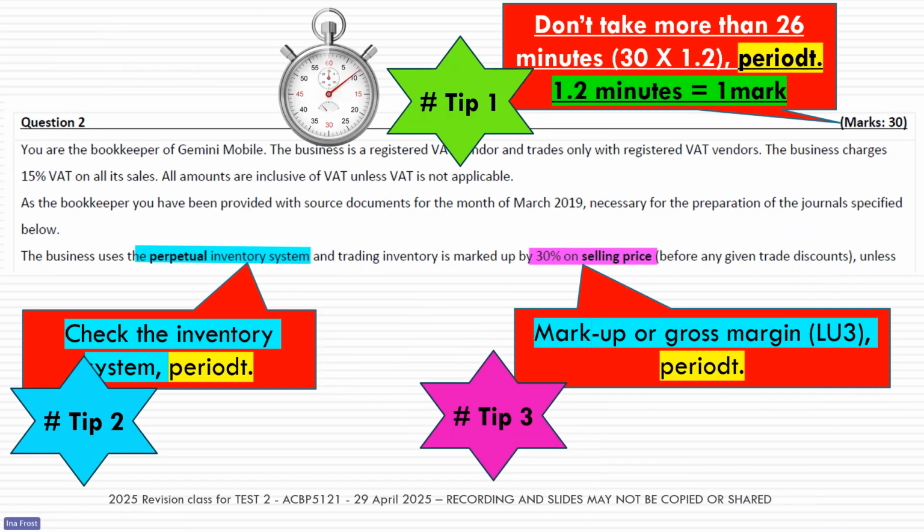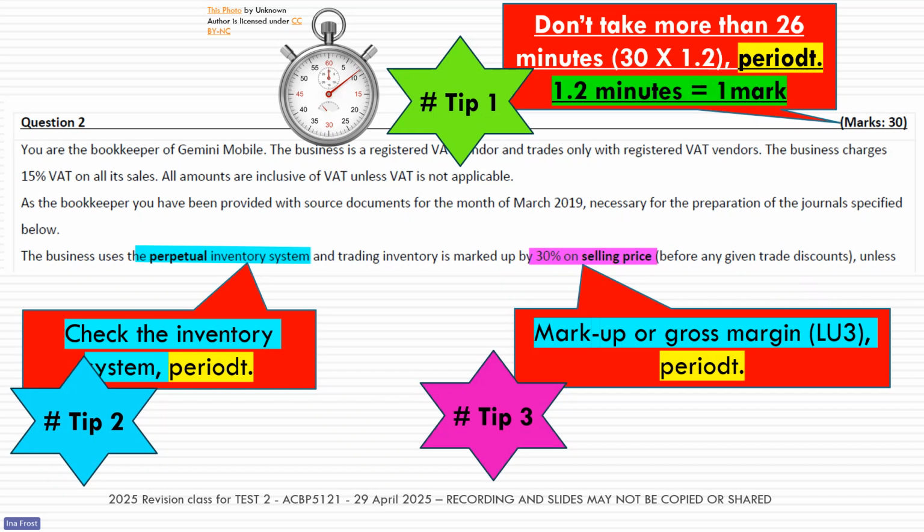Okay, so as we said, tip number one: make sure you're not overspending time on a question. For example, the question up on the screen now was for 30 marks. So that means, oh dear, I said don't take more than 26 minutes. Sorry, that was a little calculation or typing error on my side. If it's 30 marks, it means you can take 36 minutes for the question, because you've got 1.2 minutes per mark.